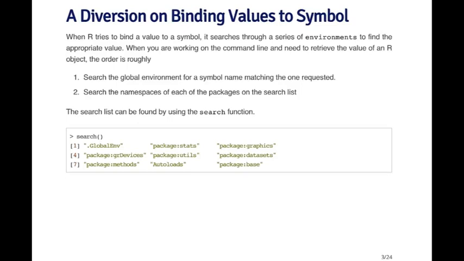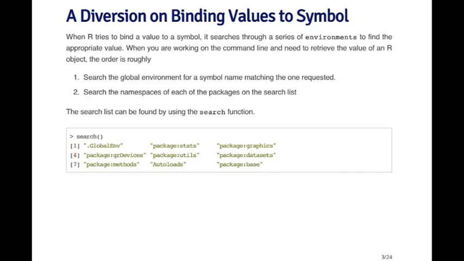And so when you're working on the command line and you need to retrieve the value of an R object, the first thing that happens is you search the global environment for a symbol name matching the one requested. The global environment is just your workspace. It consists of all the things that you've defined or loaded into R. If there's a symbol there that matches the name you're requesting, then R will retrieve the value associated with that symbol. In this case, I defined lm in my global environment, so if I'm working at the command line, when I call lm, it's going to find that object first.